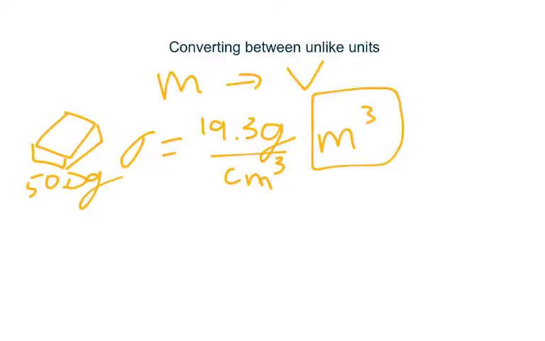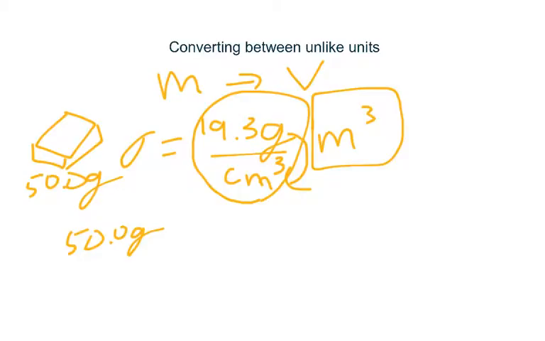Well, let's start by writing off what we know. So we know that we have 50.0 grams of gold, and we need to turn this into some sort of volume because meter cubed is a volume. So we have this nice little conversion factor right here, and even though they are different units, it is still a conversion factor because it allows us to go from grams to cubic centimeters, or vice versa, meaning the other way around. So we could go from cubic centimeters to grams. So that's the beauty of conversion factors.